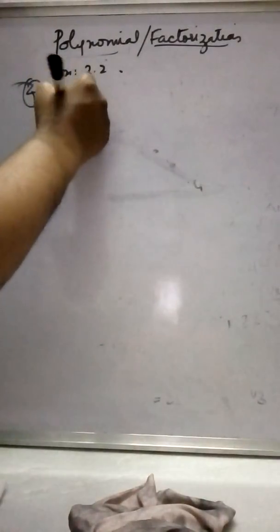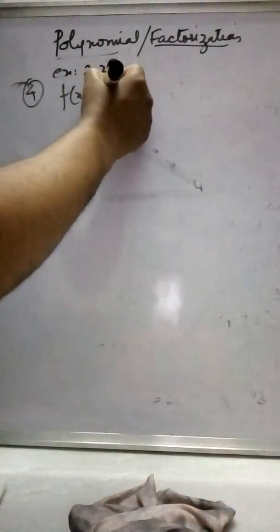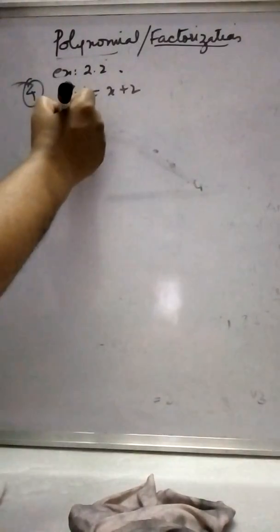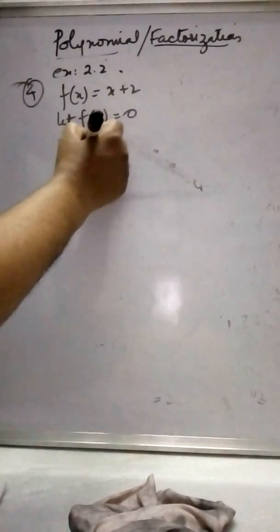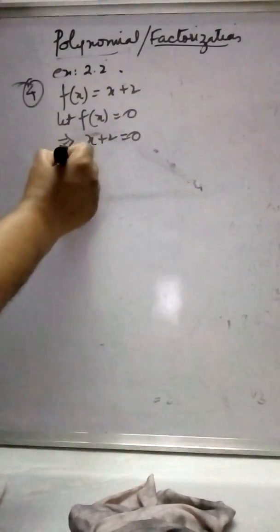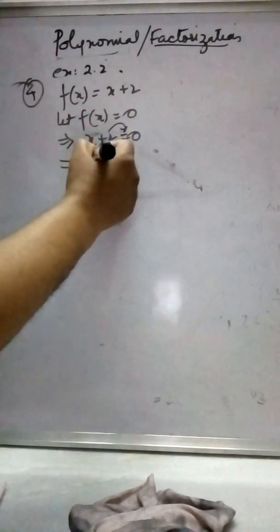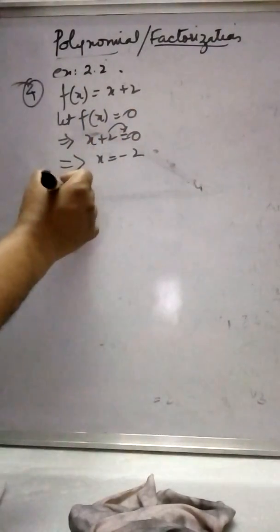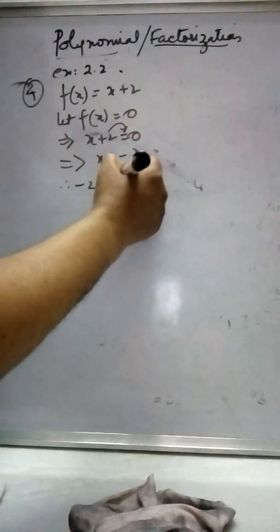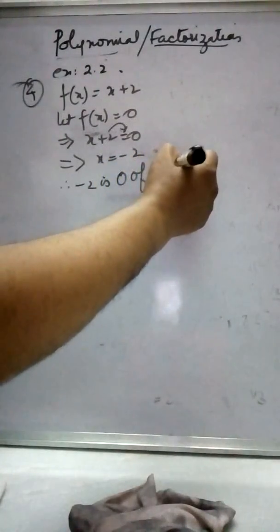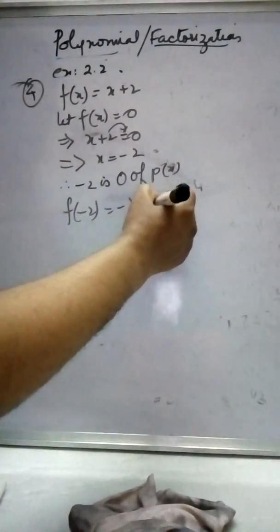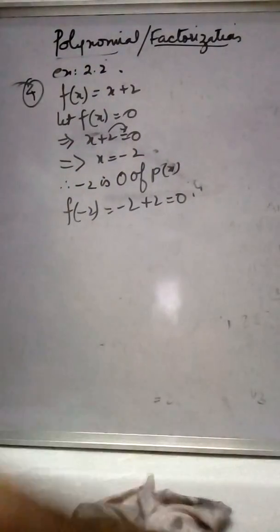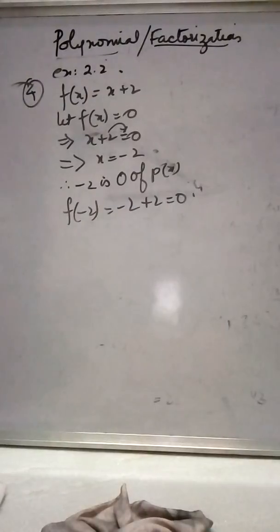First bit, f of x is equal to x plus 2. Suppose f of x is equal to 0. That implies x plus 2 is equal to 0. That implies, transposing 2, x is equal to minus 2. Therefore minus 2 is the 0 of p of x. Whenever you substitute, for example, p of minus 2, that is equal to minus 2 plus 2, which is equal to 0. Got it? So this is how you can find the 0 of the polynomial.